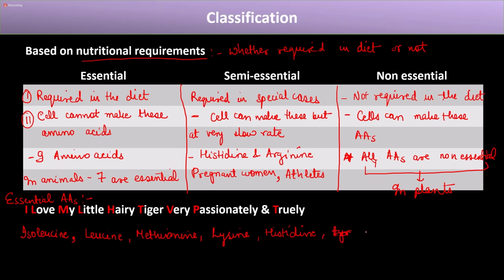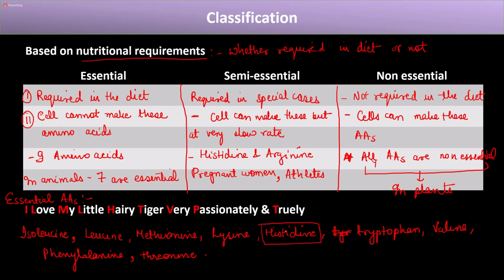Now you have tryptophan, valine, phenylalanine, and what we are left with, threonine. So these are essential amino acids: isoleucine, leucine, methionine, lysine, histidine, tryptophan, valine, phenylalanine, and threonine. In some cases you will also see that histidine and arginine have been written in essential amino acids, but these are semi-essential. So based on the question, you can omit this.